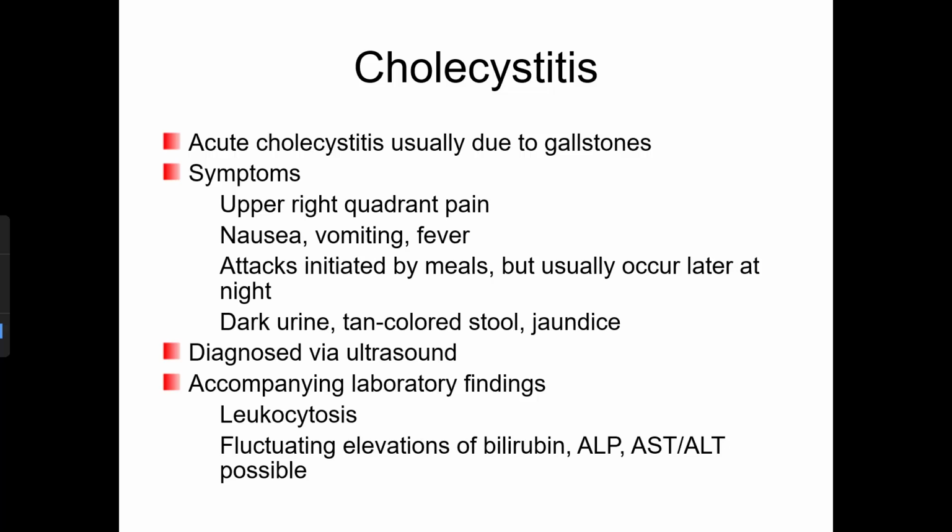Nausea, vomiting, fever. Attacks are initiated by meals, but usually occur later at night. Dark urine, tan-colored stool, and jaundice may be observed. It's diagnosed by an ultrasound and accompanying laboratory findings: leukocytosis, fluctuating elevations of bilirubin, ALP, AST, ALT are possible.